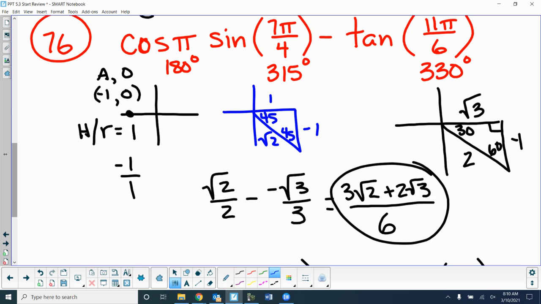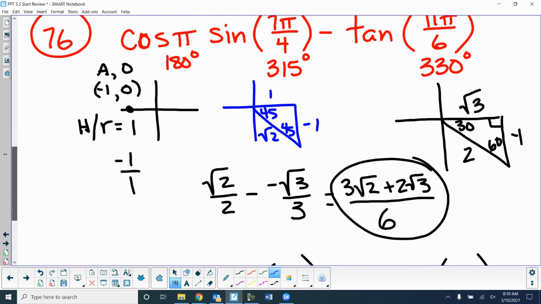And then this answer, tangent is opposite over adjacent. So that's where the radical 3/3 came, minus negative. So I changed it to sixths. So I had to multiply this by 3. That's where the 3 radical 2 came from. Minus the negatives, addition. Had to multiply 3 by 2 to make it sixths. So I multiplied 2 times square root of 3. That's the exact answer. Again, some of you are giving me decimal answers.